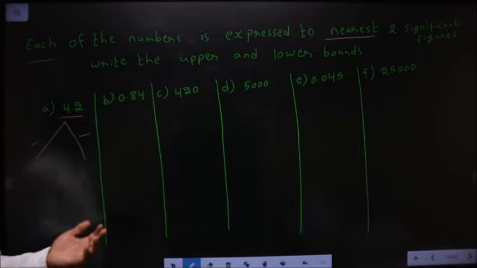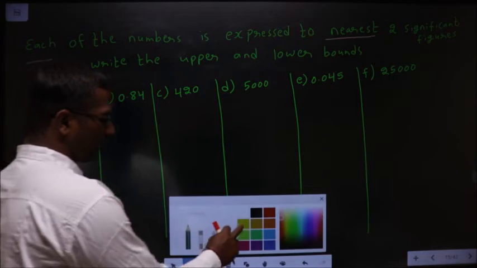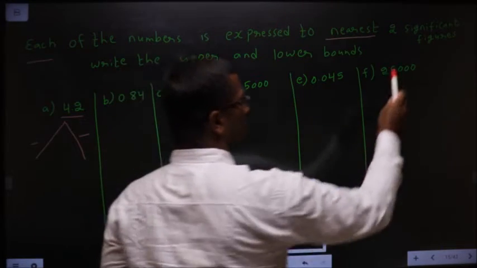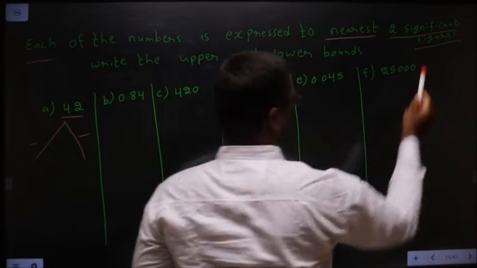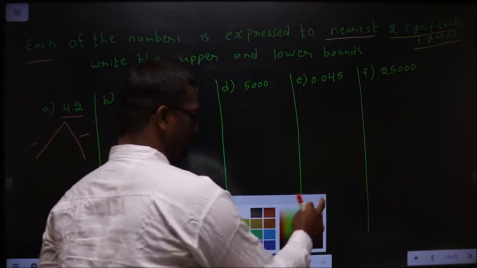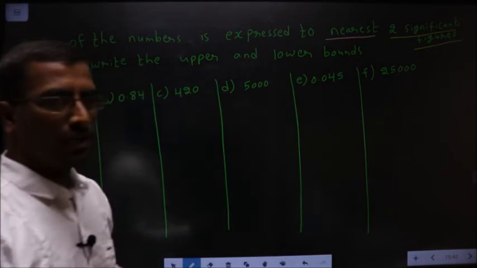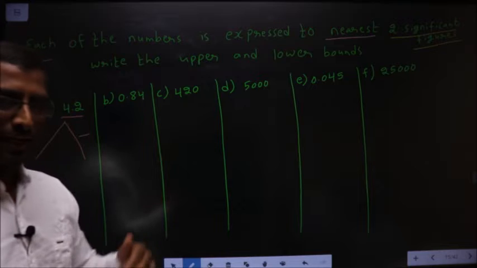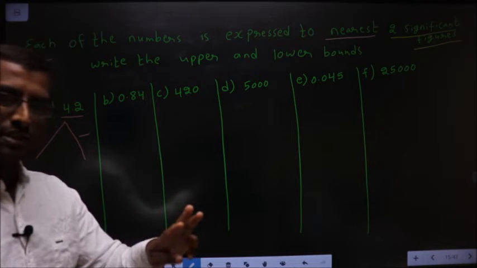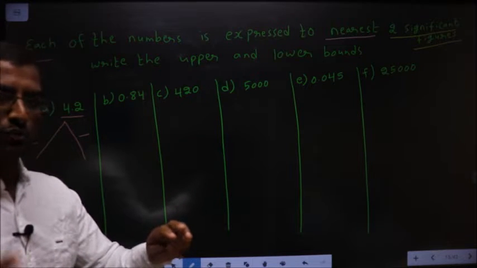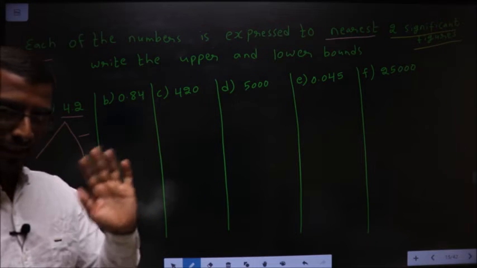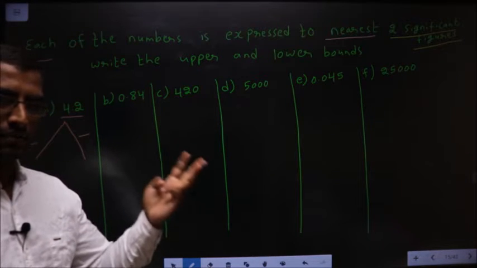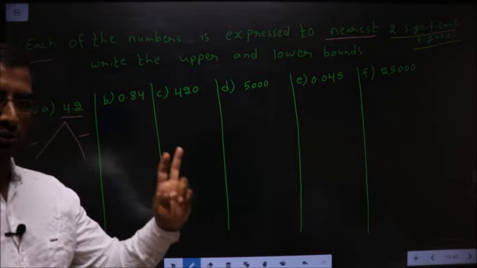How do we decide it? See, this is to the nearest two significant figures. That means you should get the idea that earlier there were three significant figures which were rounded off to 2. That idea, that thinking you should get. Earlier there were 3 which got reduced to 2.